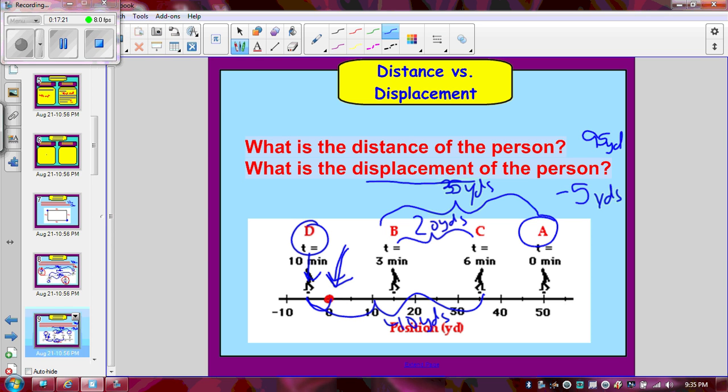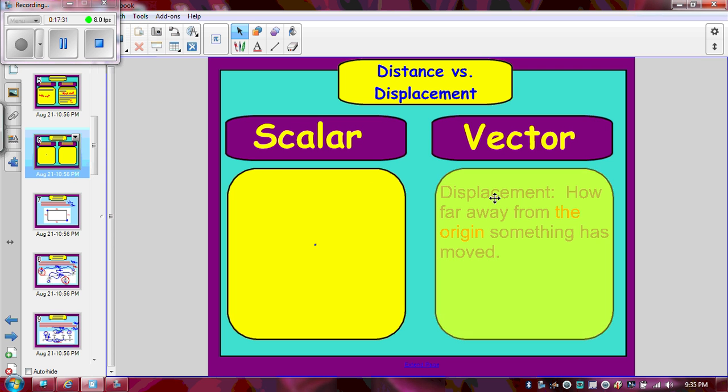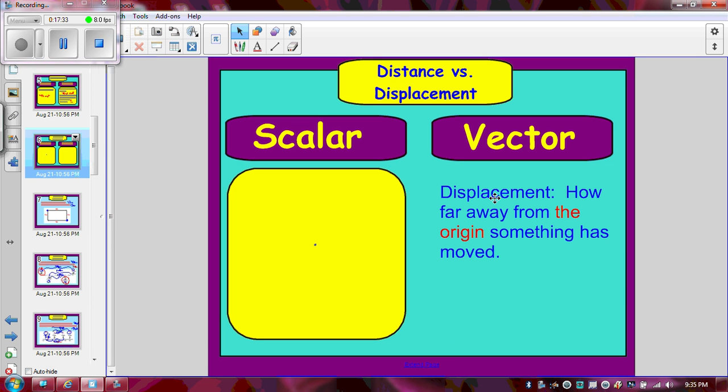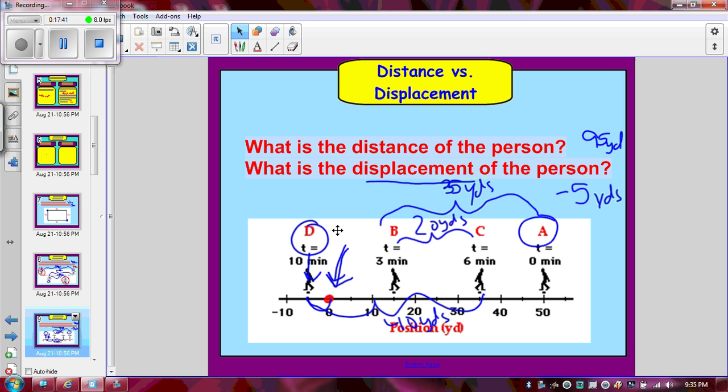Now that brings up a very important point. How can displacement be negative? Remember, back here, displacement was a vector quantity, and vectors define not only magnitude, but also direction. And direction can be negative. So when we look at this problem right here, the negative simply implies direction. And that means negative is to the left of the origin, whereas positive would be to the right.